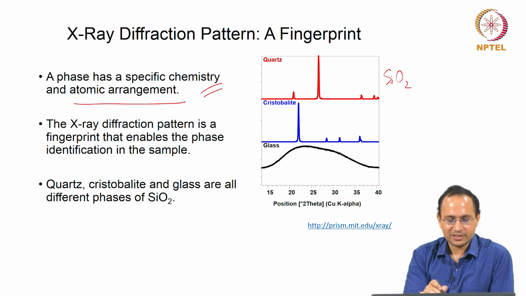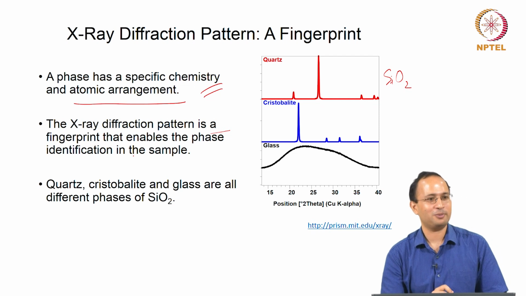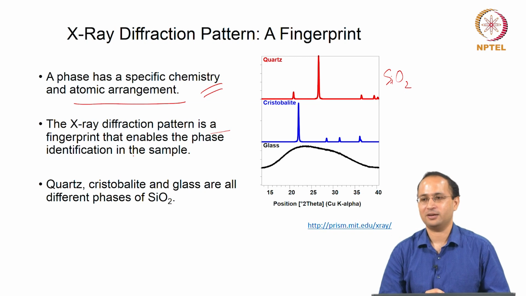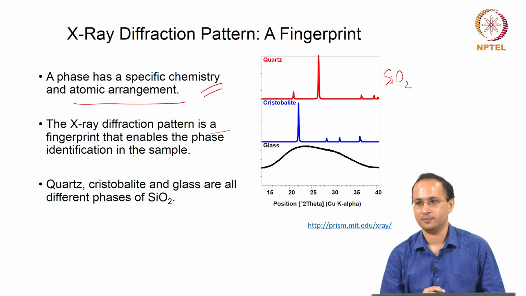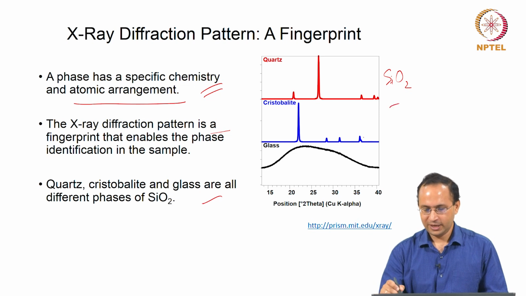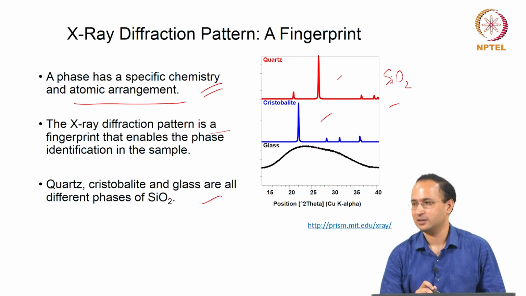So, basically X-ray diffraction again is a fingerprint that enables phase identification. Once you know the fingerprint, like we know each phase has a unique fingerprint, we can use that to understand what we have in our sample or unknown sample, okay. So, here you see quartz, cristobalite, crystalline phases, you get sharp peaks, but in case of glass, because it is amorphous, you do not get sharp peaks.